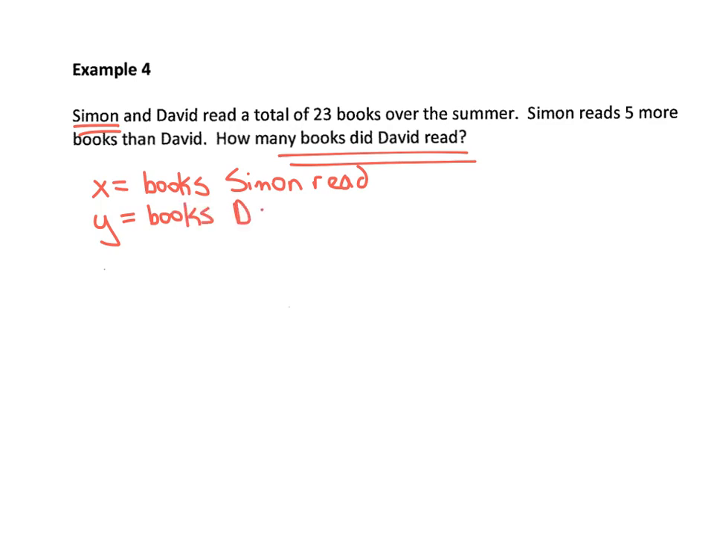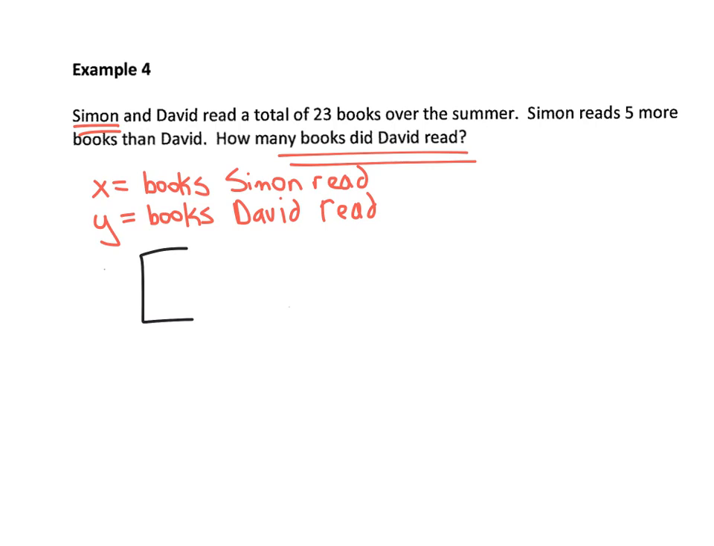David read. On iLearn, when you define your variables, you will have to write out the full description, and if you don't do that, they do take off points. So it's really important that we get in the habit of writing the full description to define our variables and say what they mean. Okay, so now we are going to set up our system of equations.